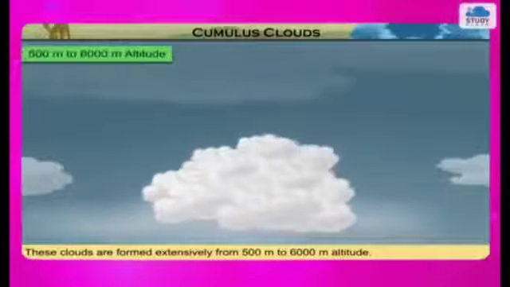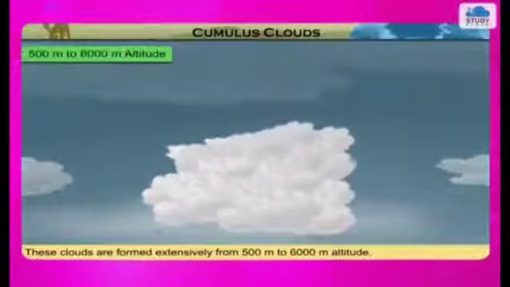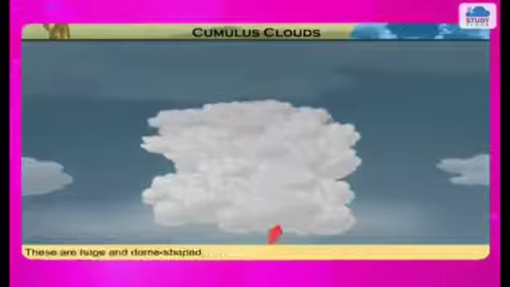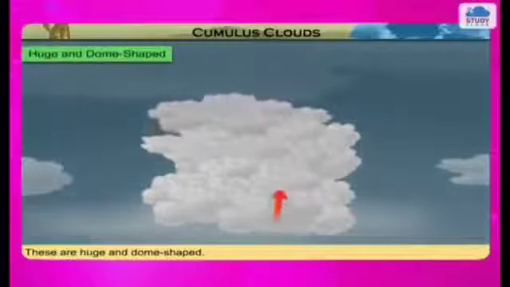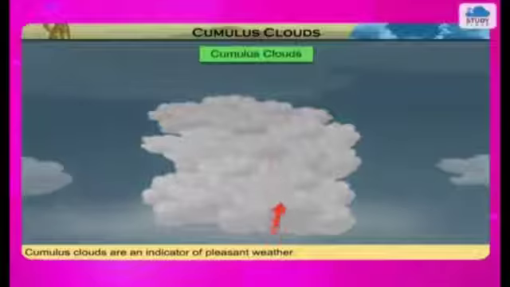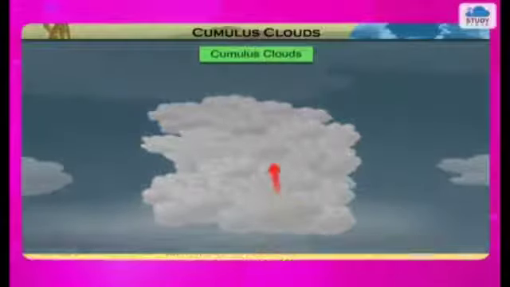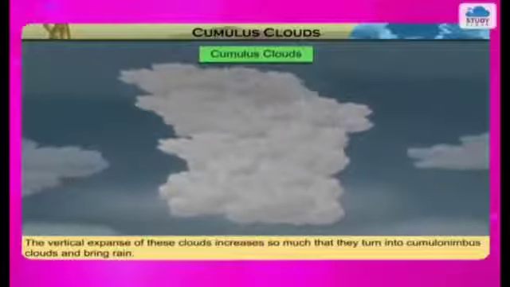Cumulus clouds. These clouds are formed extensively from 500 meter to 6,000 meter altitude. The vertical flow of the air adds to the formation of these clouds. These are huge and dome-shaped. They are grey in color. Cumulus clouds are an indicator of pleasant weather. The vertical expanse of these clouds increases so much that they turn into cumulonimbus clouds and bring rain.